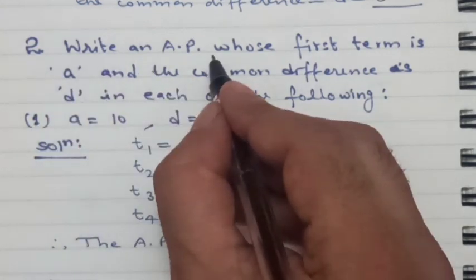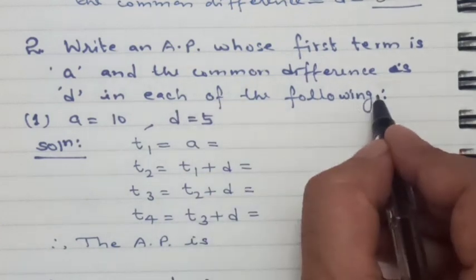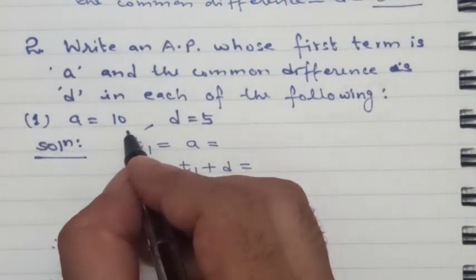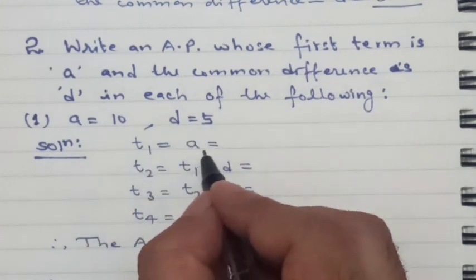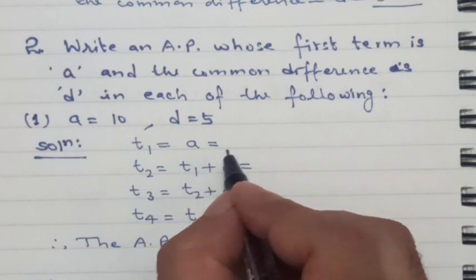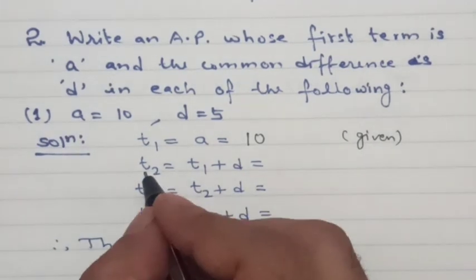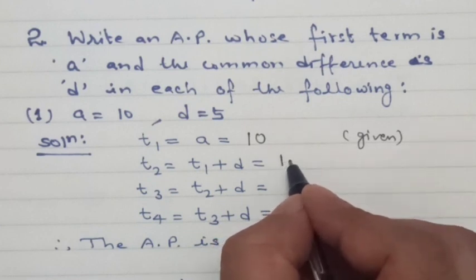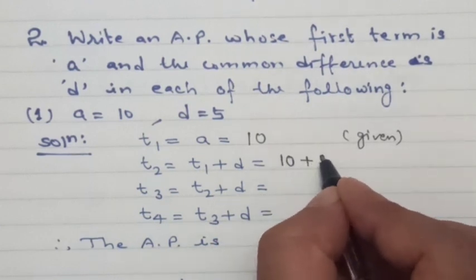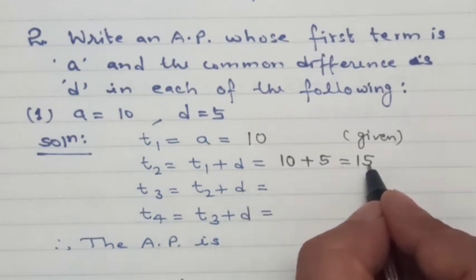Second question, write an AP whose first term is A and the common difference is D in each of the following. First, A is 10 and D is 5. So T1, which is the first term, also written as A, is equal to 10. It is given to you. Therefore T2 is T1 plus D. This is a formula. Apply it. So T1 is 10, D is 5 given, so it is equal to 15. So you got T2 as 15.